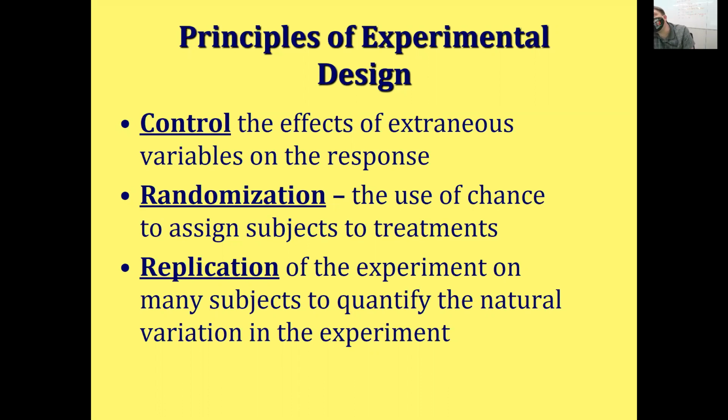All right, so number one, you must control the effects of extraneous variables on the response. So you can't just be all willy-nilly, we'll see what happens. It needs to be some sort of control, especially on the things that are obvious and can be controlled. Number two, and probably the most important bullet point on these three lists, is randomization.